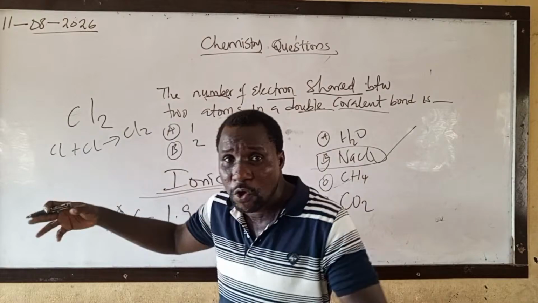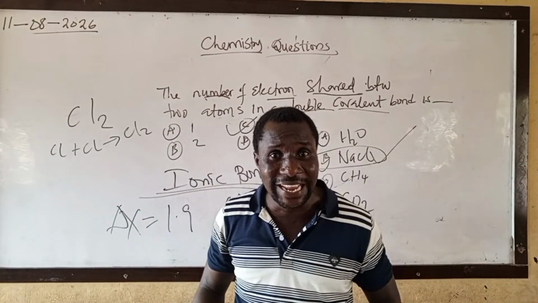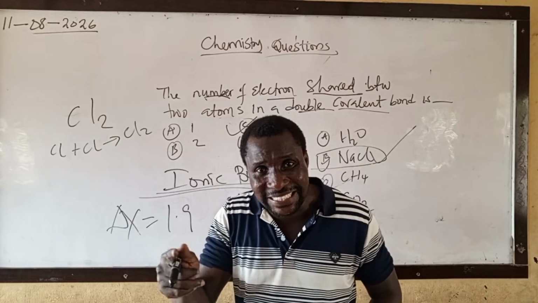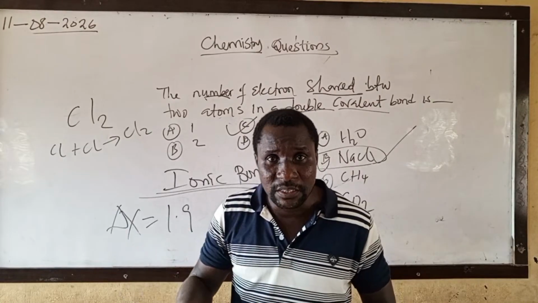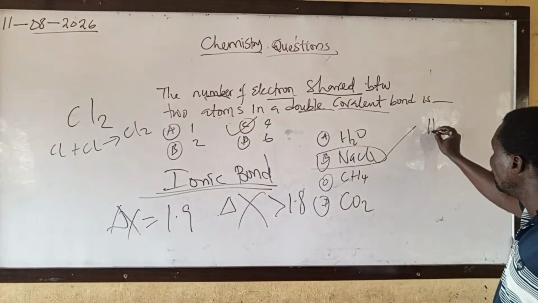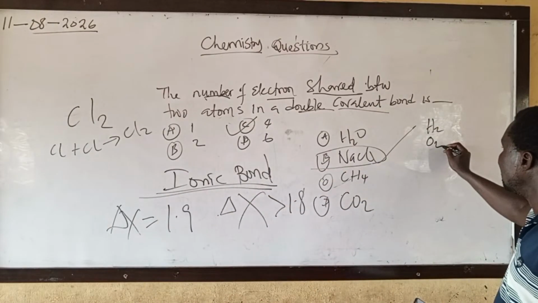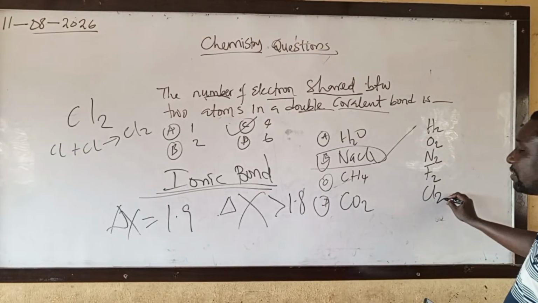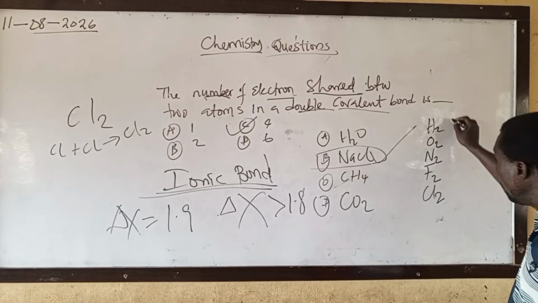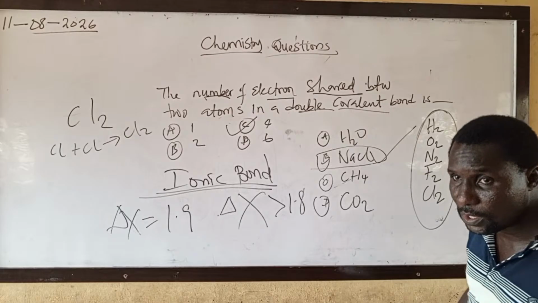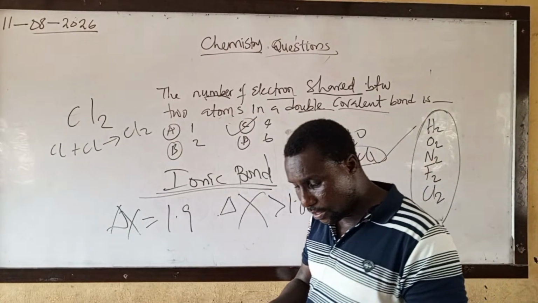Two of them come together to share electrons. In molecules of gases, the bond that occurs in them is a covalent bond. For example, hydrogen gas, oxygen gas, nitrogen gas, fluorine gas, chlorine gas. Take note, the bond that occurs in them is covalent bond.